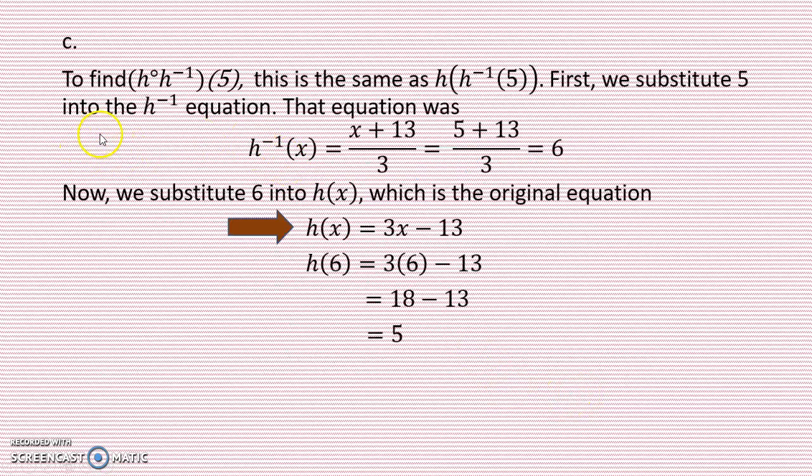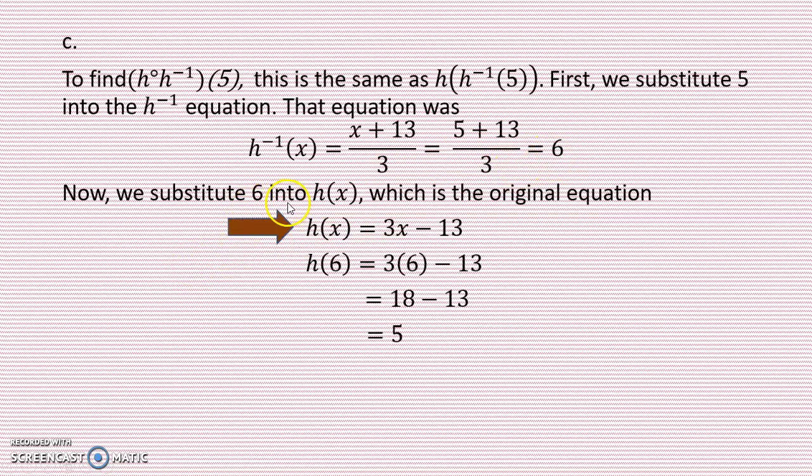Part C of our problem, we're going to find h of the inverse of h at 5. So we'll need to substitute 5 into the inverse equation. Remember, our inverse equation was h raised to the -1 of x is equal to (x plus 13) over 3. So we substitute 5 where we have x. (5 plus 13) divided by 3 gives us 6.